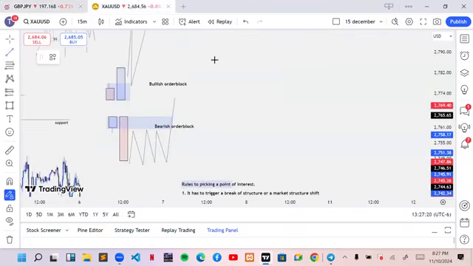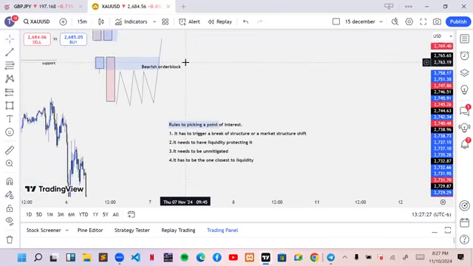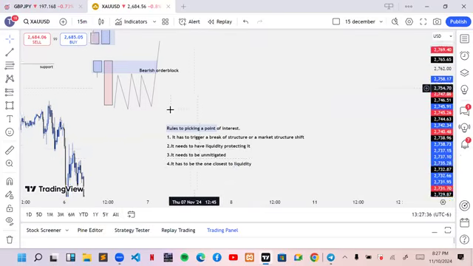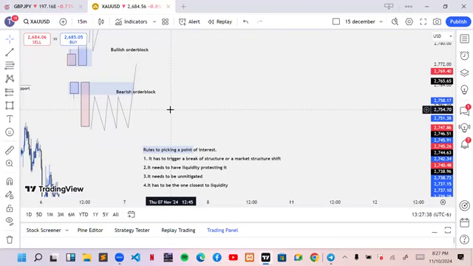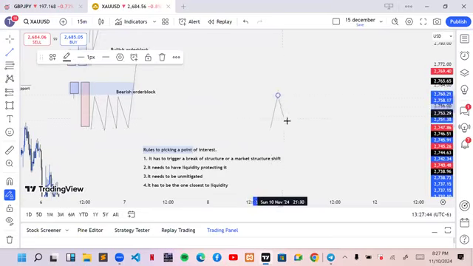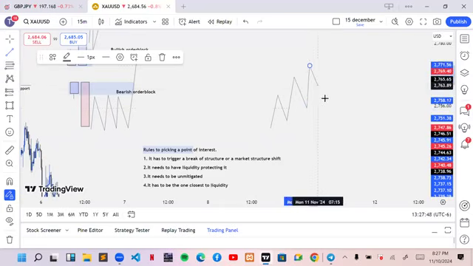So now the rules of picking a proper point of interest say it has to trigger a break of structure or a market structure shift. It needs to have liquidity protecting it, and it needs to be unmitigated. The fourth one says it has to be the one closest to liquidity. So now for each trade, there's a breaker block and then there's the order block. Let's say, for example, market is trending high and you see market making higher highs and higher lows, higher highs and higher lows.